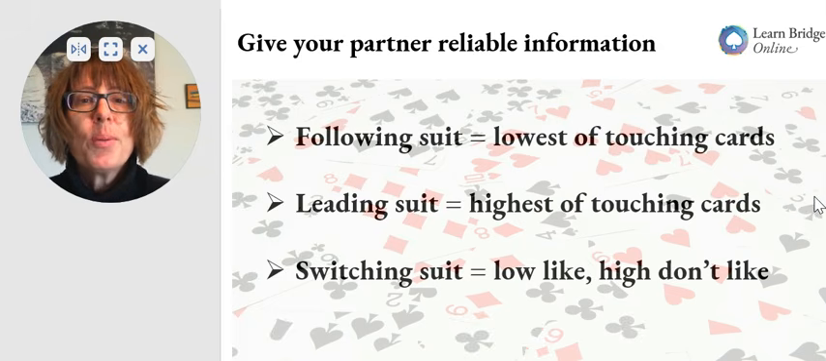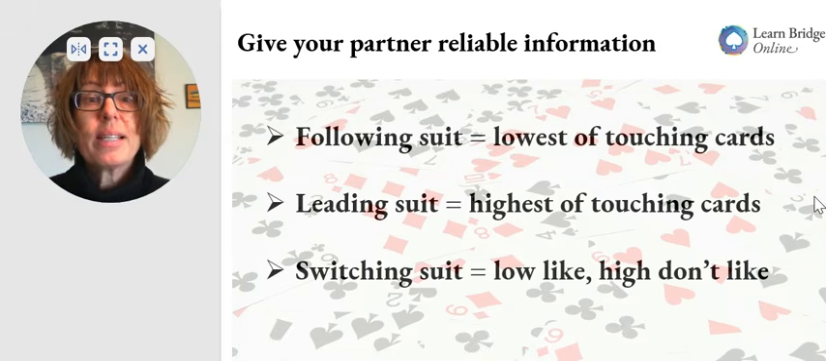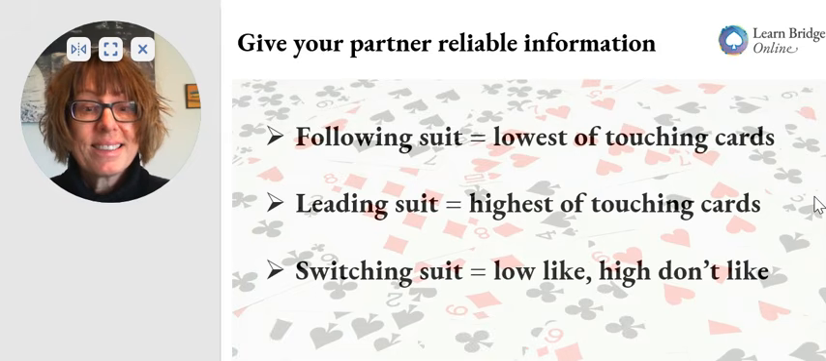So both you and partner give each other reliable information. And here are the 3 ways. Following suit, we play the lowest of touching cards. Leading a suit, we play the highest of touching cards. And when we switch suit, low like, high don't like. Those are 3 ways that you can give your partner reliable information, and partner can give you reliable information so that you can make good decisions.